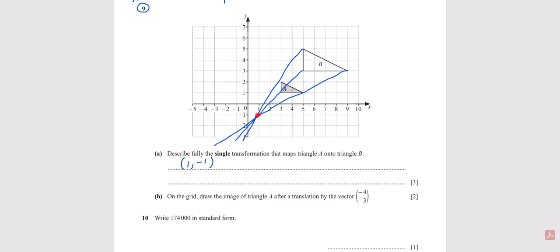And now here is one box and here is two boxes, 1, 2, and here is 1, 2, 3, 4. Means the scale factor is 2. So the second one is scale factor is 2. If the scale factor is double, it means the image is an enlargement. So this third one is enlargement.